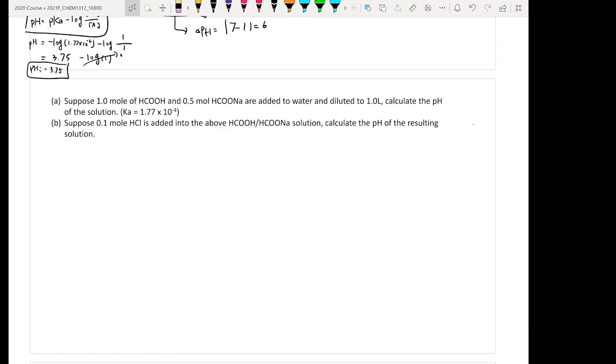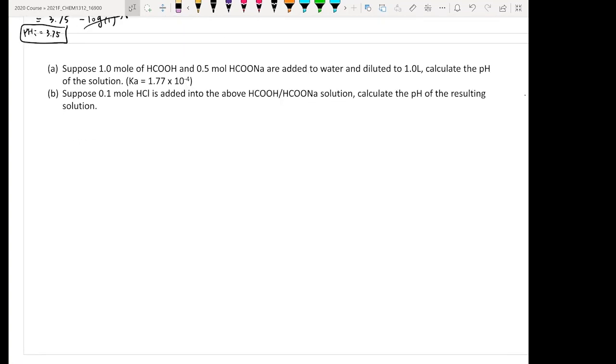So right now you should be able to see the difference between a buffer and water. A buffer can minimize the pH change when you throw in a strong acid. Let's go to this question. Suppose that 1 mole of HCOOH and 0.5 mole of HCOONa are added to water and diluted to 1 liter. Calculate the pH of the solution, where the Ka of the acid is 1.77 times 10 to the negative 4.